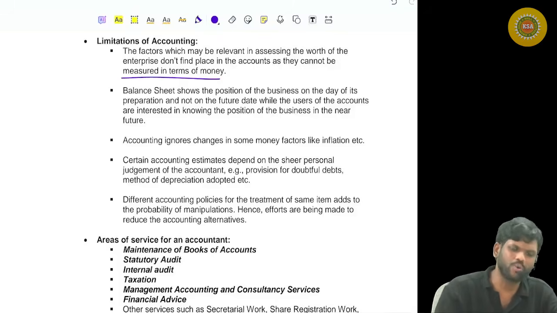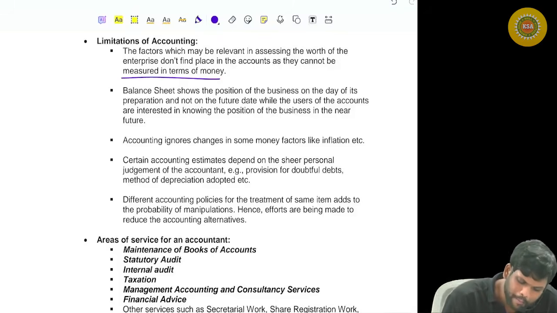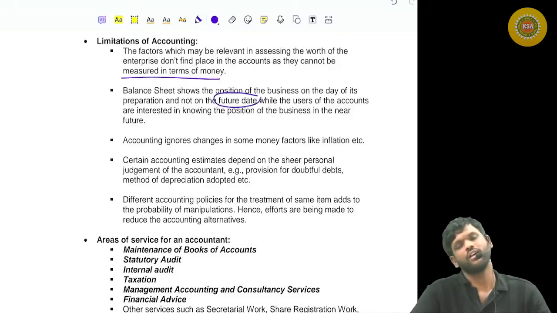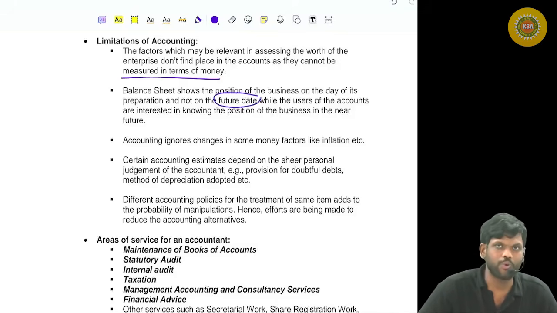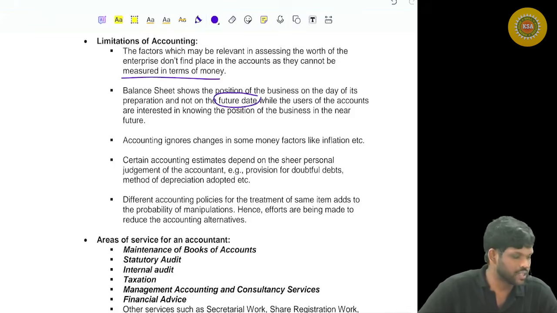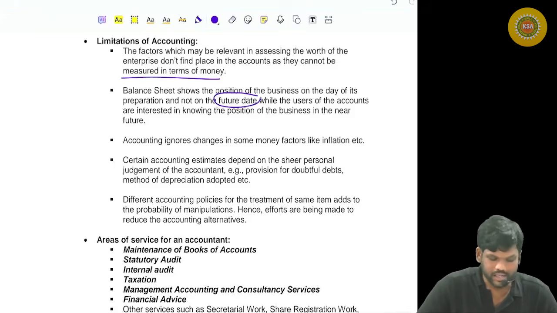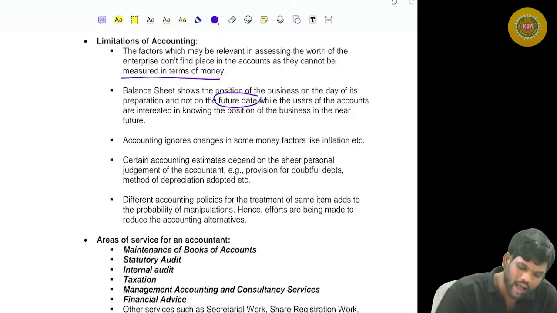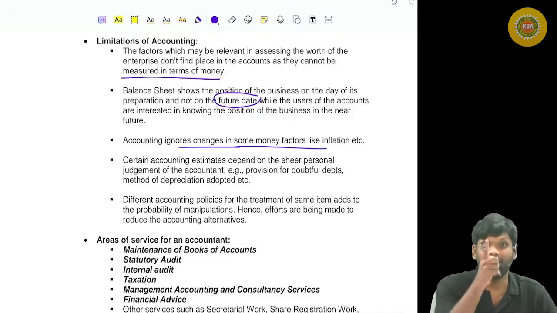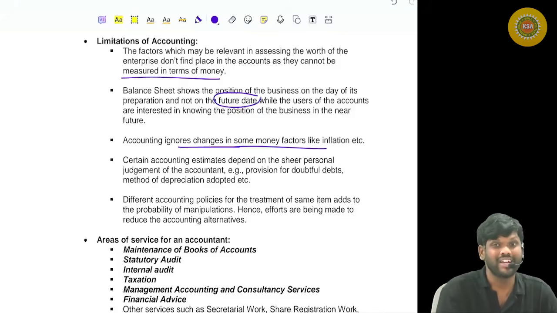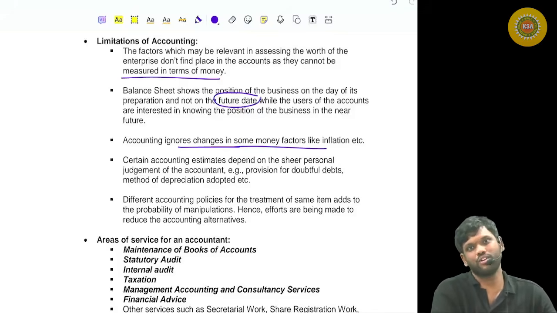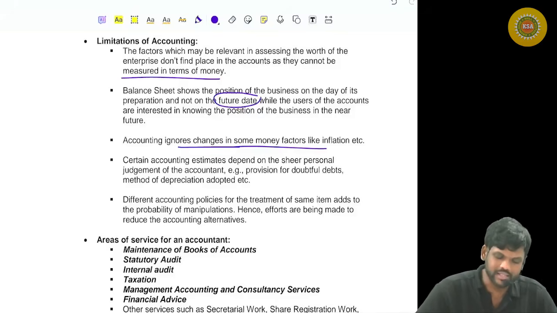And also accounting gives only past information. It does not give any future information which users may be interested to know, because accounting is always concerned with the past. So that's why that is also one of the disadvantages of accounting. And accounting ignores changes in time value of money. You would have studied time value in maths, inflation, present value, future value. Accounting ignores the time value of money. That is also one of the disadvantages.